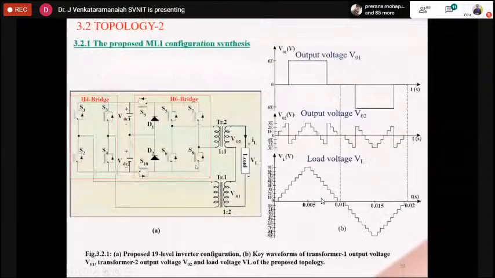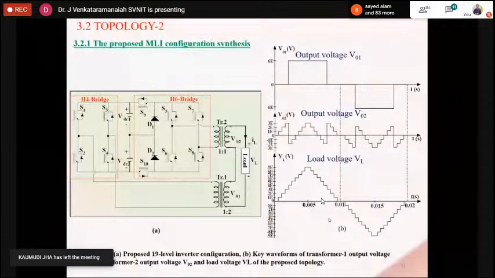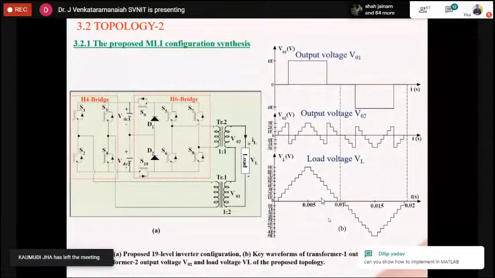And this is another kind of topology. The topology is the same, but here it is operating with a fundamental switching technique. There are many types of fundamental switching technique, I cannot specify the number, but traditionally we are able to see 2. One is the selective harmonic elimination technique. Another one is the nearest level control technique for multi-level inverters.